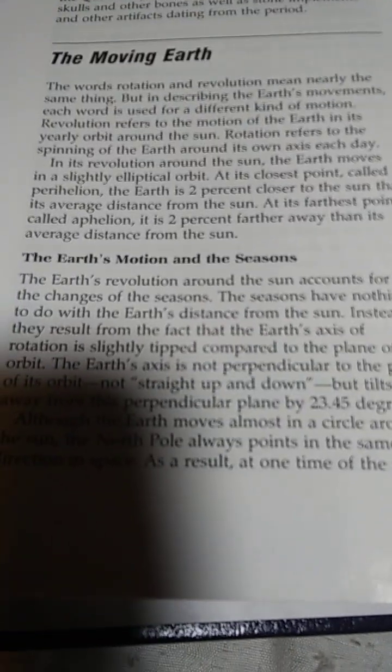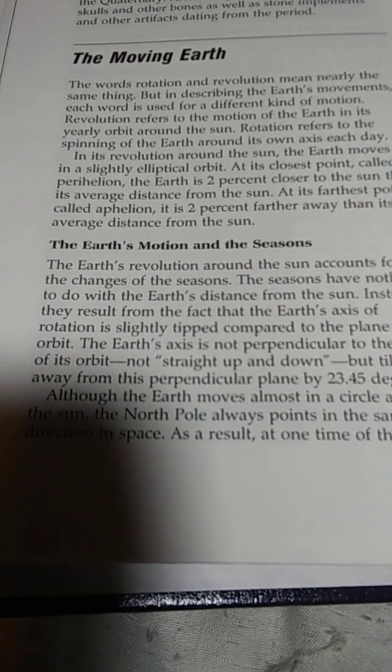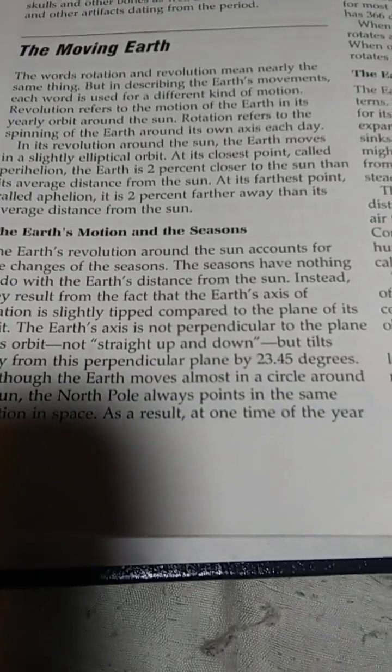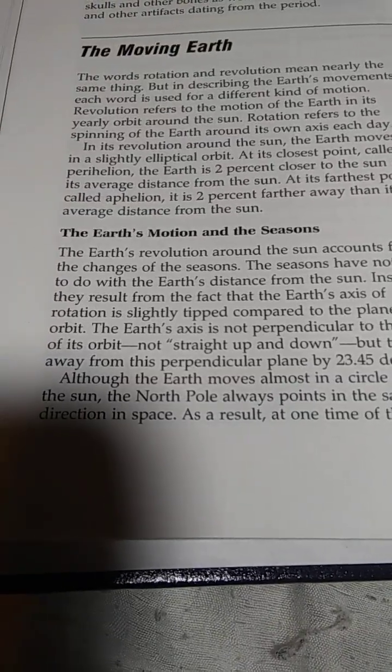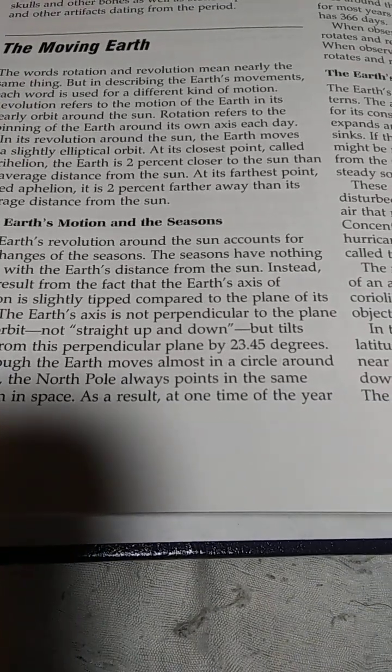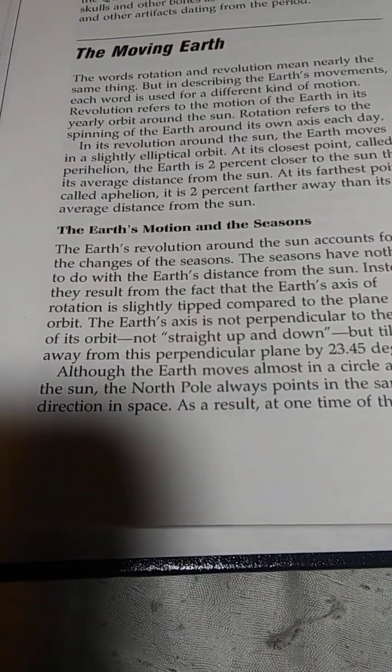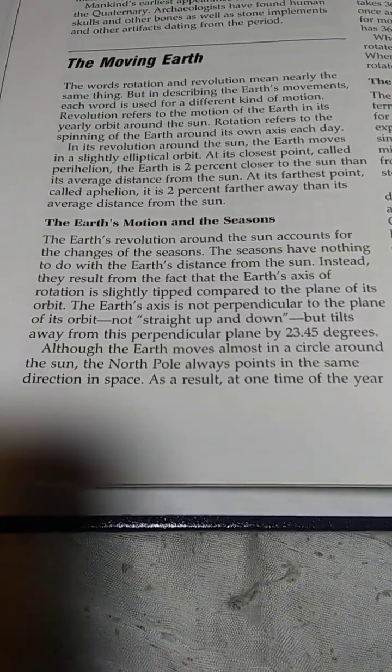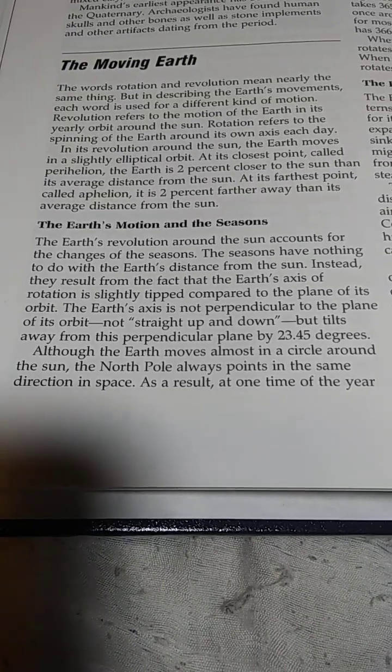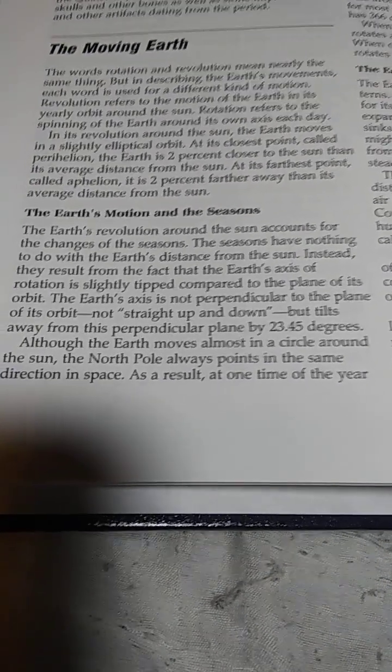Now, the Earth's motion and the seasons. The Earth's revolution around the Sun accounts for the changes of the seasons. Let me show you this right here. The seasons have nothing to do with the Earth's distance from the Sun. Instead, they result from the fact that the Earth's axis of rotation is slightly tipped compared to the plane of its orbit.